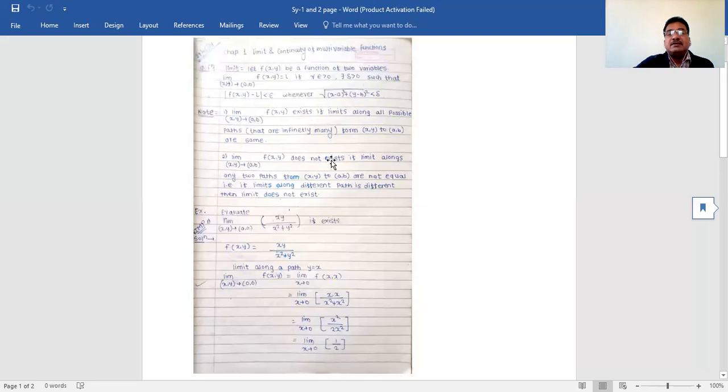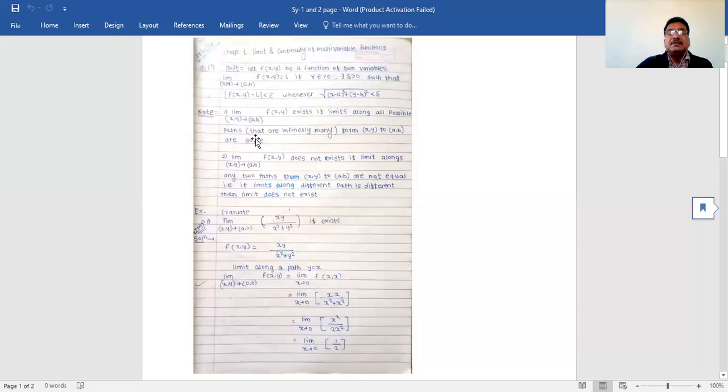That is when this limit does not exist. If the limits along any two paths from (x,y) to (a,b) are not equal, then we say the limit does not exist. That is, if the limits along different paths are different, then the limit does not exist. If we have two paths from (x,y) to (a,b) such that their limits along those two paths are different, then we say the limit as (x,y) tends to (a,b) does not exist.